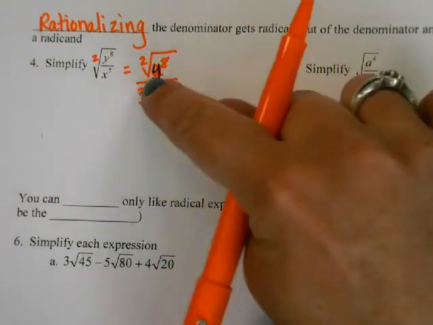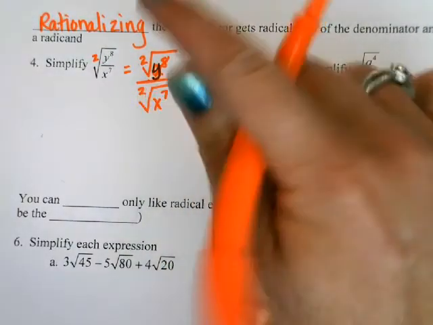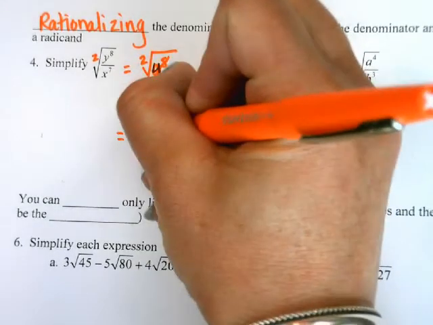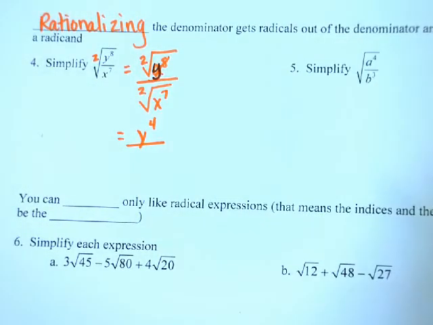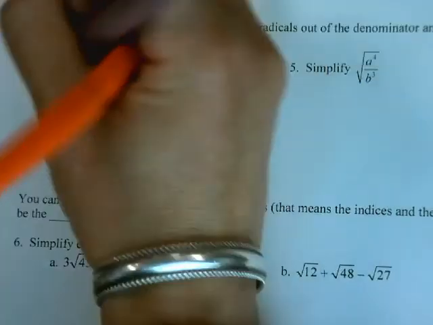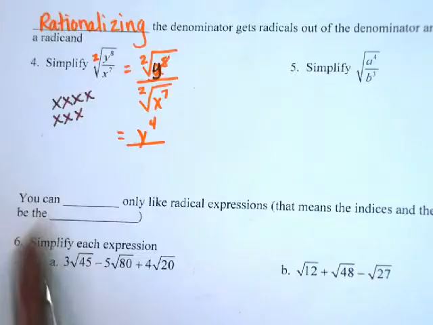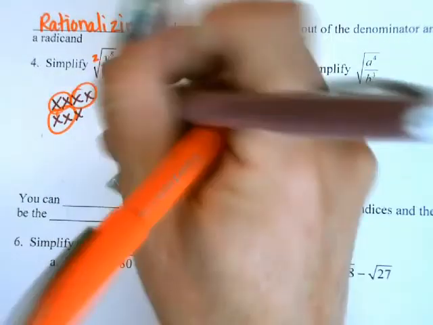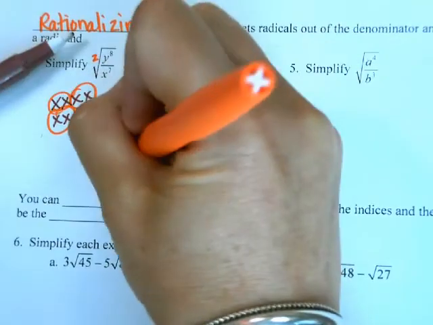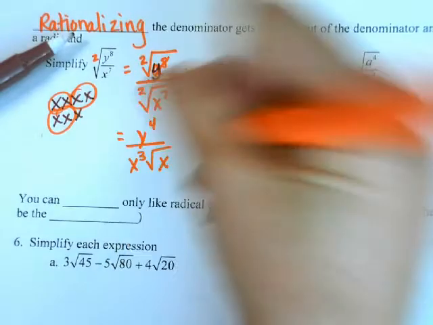How can I simplify the square root of y to the 8th? Y to the 4th, right? Divided by 7 x's: 4, 5, 6, 7. I'm going to put them in groups of 2. So I have 3 groups with 1 left over.